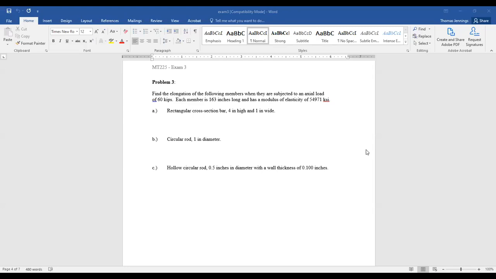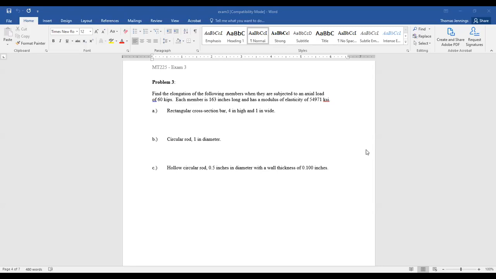So here you've got three different situations. These are all the same material. They tell us the modulus of elasticity is 54,971 KSI. That was the tail number of the airplane I soloed in, by the way. It's 163 inches long, and we're putting a load of 60 kips. So our force is 60 kips.